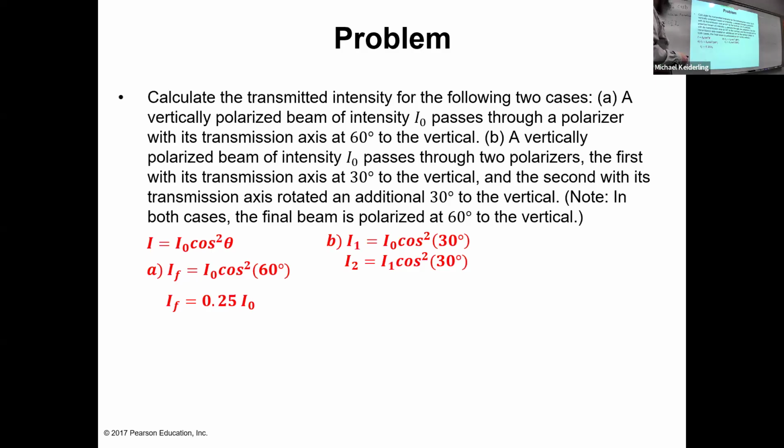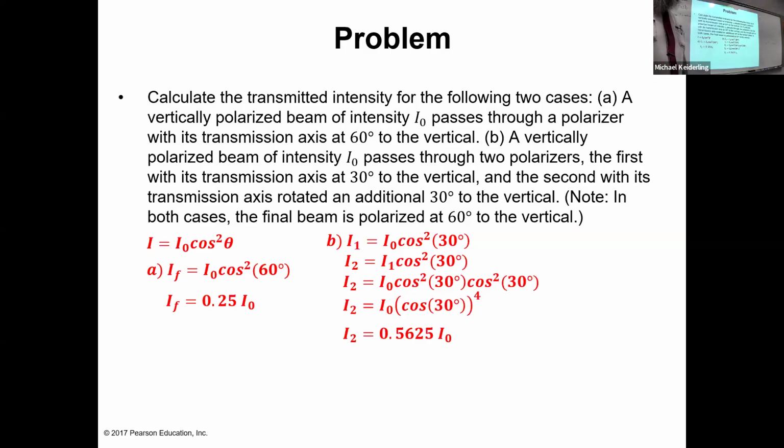Well, here, after the first polarizer, it'll be initial intensity times cosine squared 30 degrees. Then after the second polarizer, it'll be what you got from the initial one times cosine squared 30 degrees. So I2 is going to be I naught times cosine squared 30 degrees times cosine squared 30 degrees, or cosine of 30 degrees to the fourth power, which comes out to 0.5625 times the initial intensity. Because cosine squared 30 degrees is 0.75, and then 0.75 times 0.75 is 0.5625.